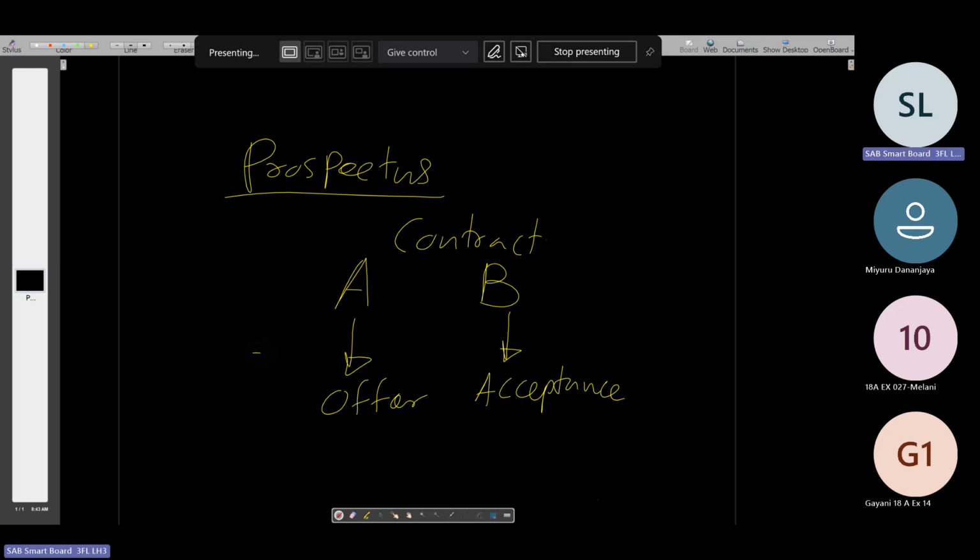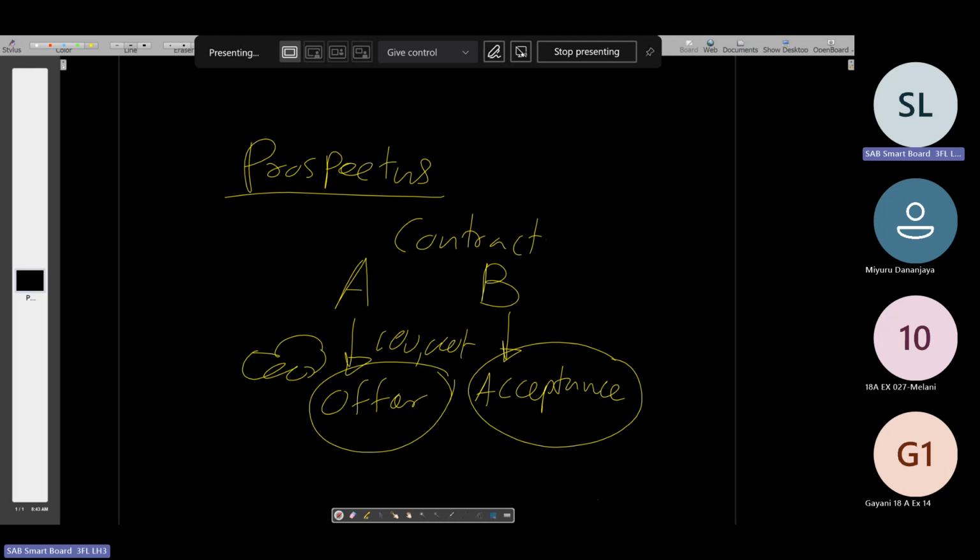When we consider simple examples, suppose A informs B that he is willing to sell his motor car for 100,000 rupees. This proposal made by A to B is known as offer. Then B has accepted the offer made by the other party. He agrees to purchase the car for 100,000 rupees. So that is known as acceptance. The contract forms between these two parties. Offer and acceptance are the two main elements of a contract.